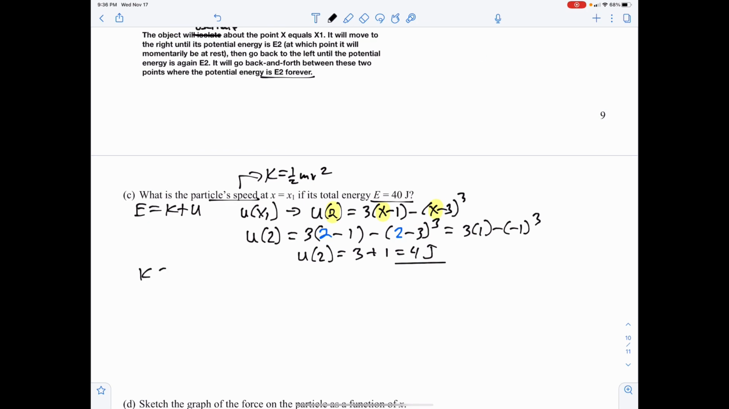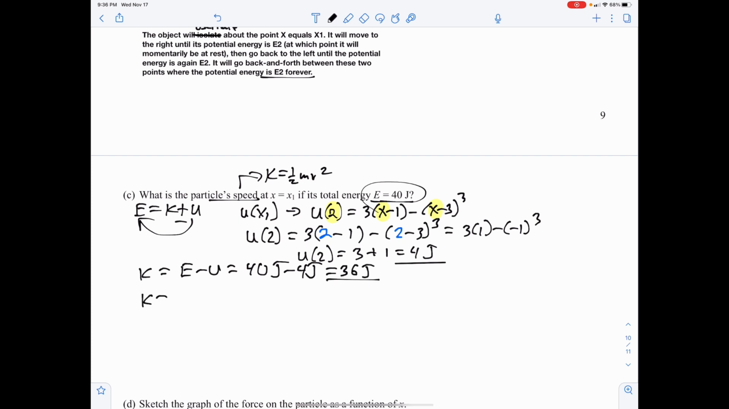Now the kinetic energy would be the total energy minus the potential energy, right? Subtract that over to the other side. And so we get 40 joules, that's the total energy, minus 4, which would be 36 joules.